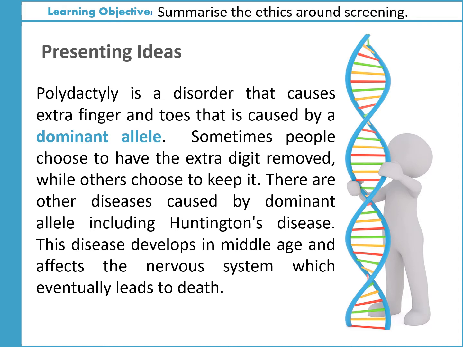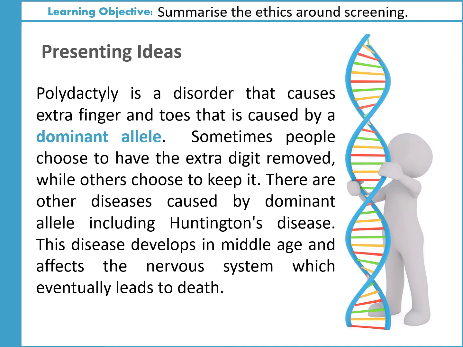Okay, other diseases that are controlled by a dominant allele include Huntington's disease, and we talked about that a little bit as well last time. That develops in middle age and affects the nervous system and will eventually lead to death. You can look that up on the internet if you're interested to find out exactly what sort of condition that is.